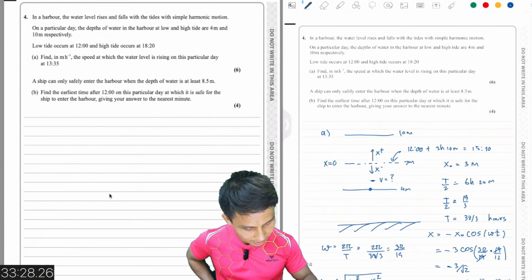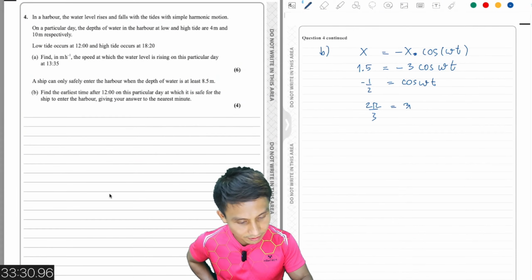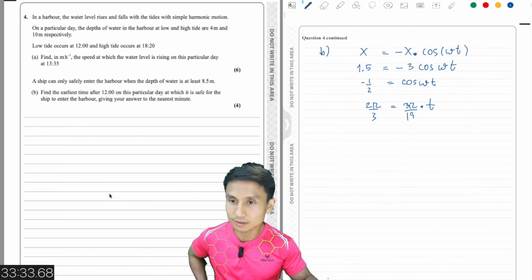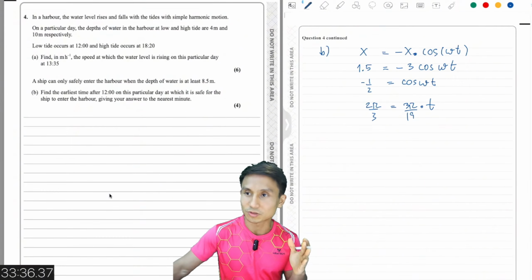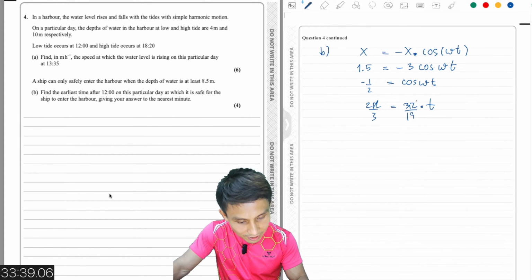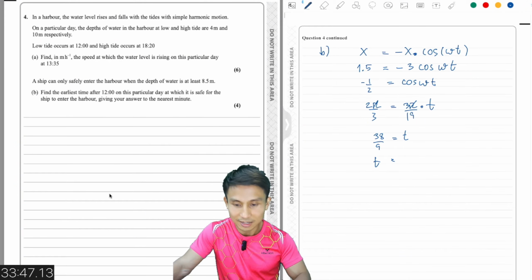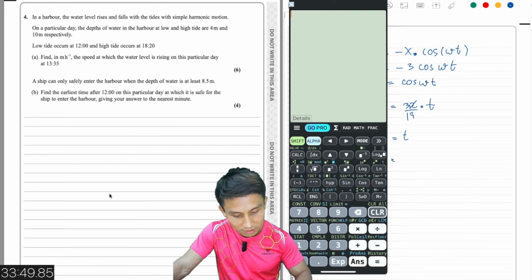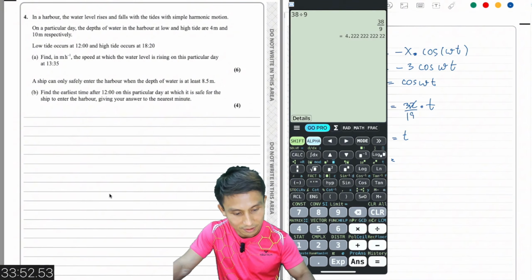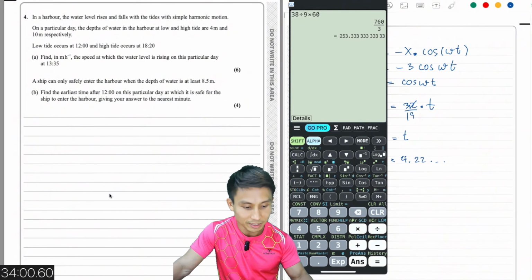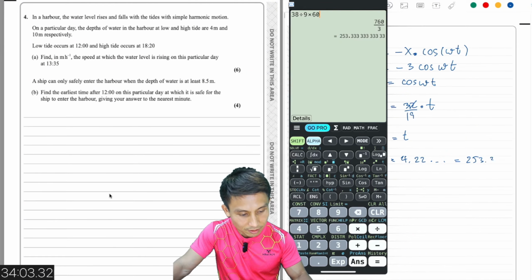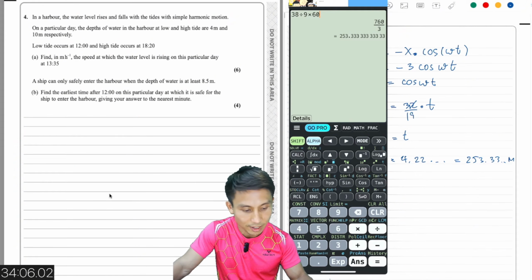omega t. So omega is 3 pi over 19 times t. Note that t is in hours, we don't change the unit here. Pi cancels, that's good. So we get 38 over 9 to be t. So t equals, what is that? In hours, 38 over 9, that's going to be 4.22 and so on. If you multiply this by 60, that's going to be in minutes.